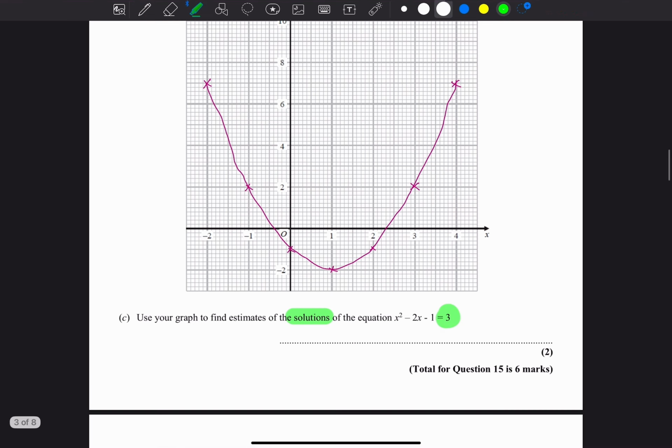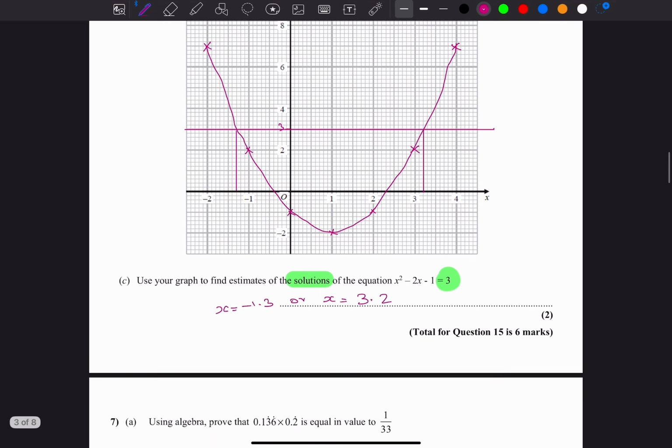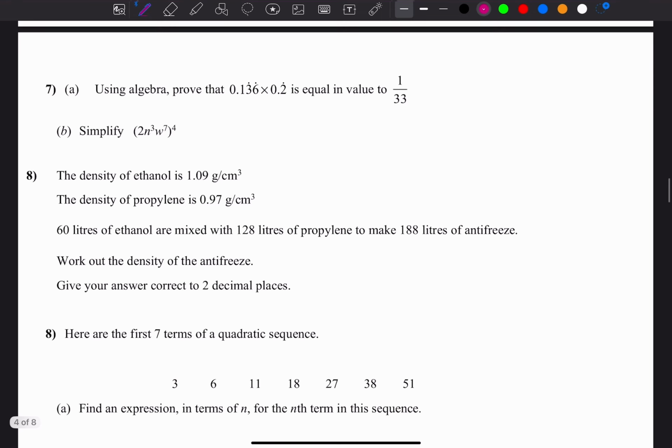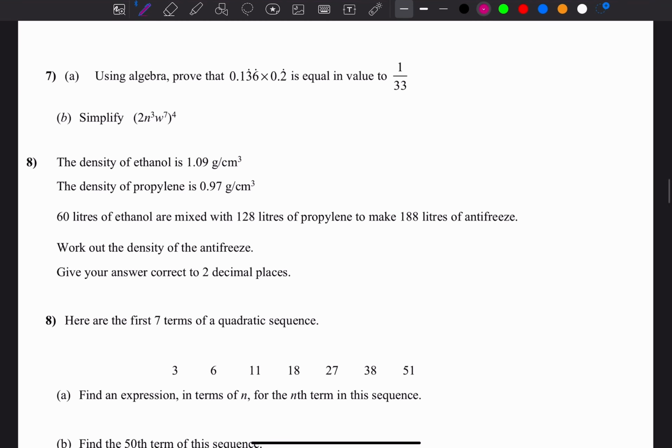So where is 3? 3 is here. Draw a straight line. If I read that answer, minus 1.3 or x is 3.2. So you are okay to get minus 1.2, minus 1.4, 3.2, 3.3, 3.4, roughly around just 0.1 above and below my answer is alright. Okay. Next one. This one is a non-calculator question.